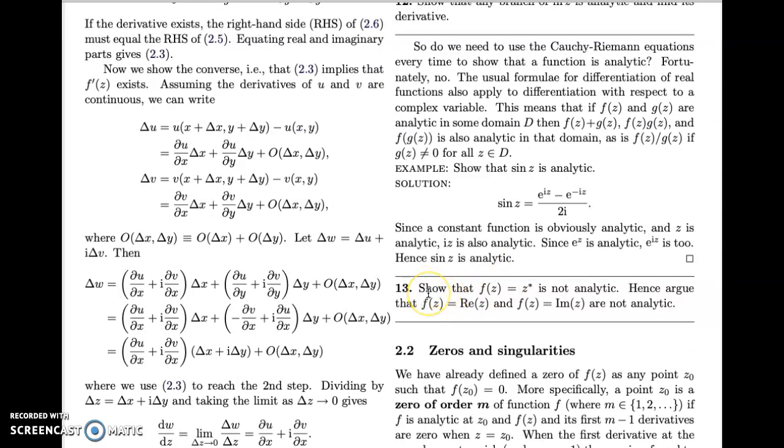Okay, so now you can do question 13 as well. Show that f of z equals z star is not analytic, and hence argue that these functions, the real and imaginary part of z, are also not analytic functions.